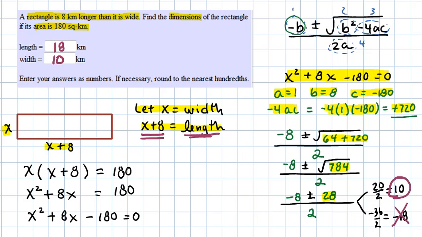A quick note here, this one came out nice because the square root of 784 came out to be 28. If it doesn't come out to be nice, you would simply use your calculator and round it off, it says, to the nearest hundredth, so 2 behind the decimal.